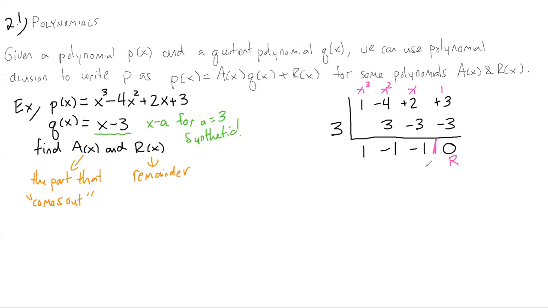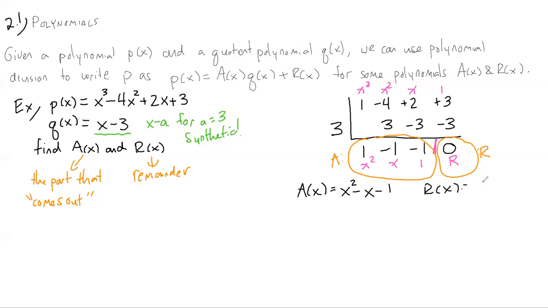And so this 1, negative 1, negative 1 will be our x squared, x, and constant terms. If you follow what I said on the left there, the part that comes out is our A, and the remainder, which is 0, is R. So I'll just write that out. A of x is x squared minus x minus 1, and R of x is 0.